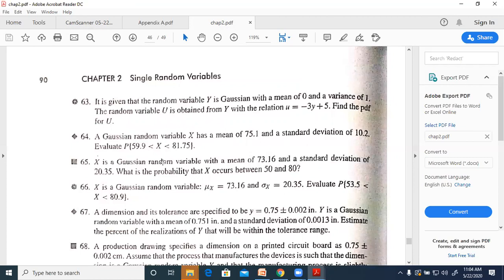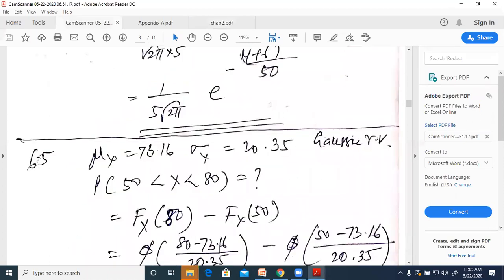65 is: x is a Gaussian random variable with a mean of 73.16 and standard deviation of 20.35. Find the probability that x lies between 50 and 80. So 50 less than x less than 80 is the probability which we need to find, given that the mean is this and the deviation is this. Corresponding to that, we will get the solution like this.